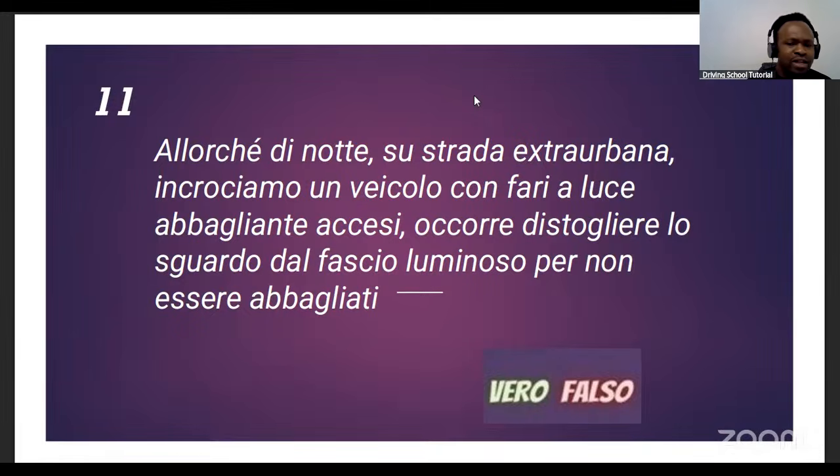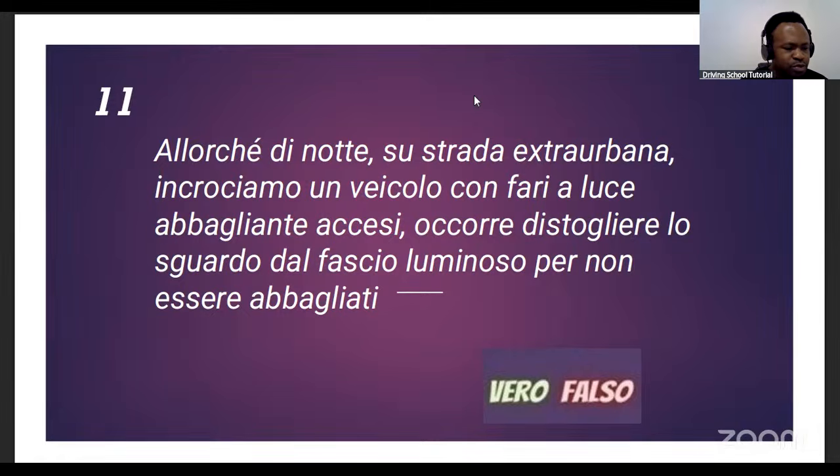So the question said, Allora che di notte su strada extraurbana incrociamo un veicolo con fari a luce abbagliante accesi. Occorre distogliere lo sguardo dal fascio luminoso per non essere abbagliati. Is it true or false? Vero or falso? To question number 11, that happens to be our question number 1 of today. Please, as you are responding, try to be specific. If you are responding to question number 11, just say number 11, vero or falso, as the case may be. If you are responding to question number 12, 13, 14, just like that, so that we can understand the one that you are responding to.